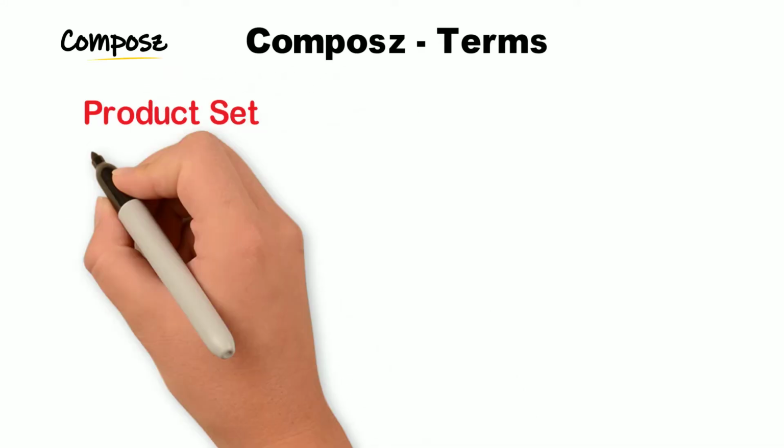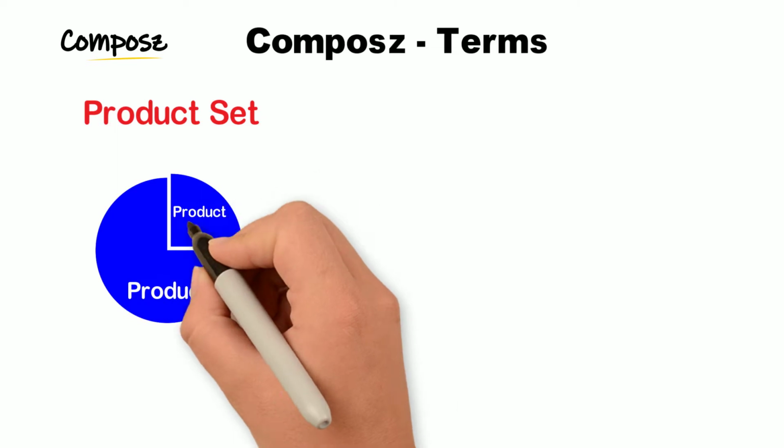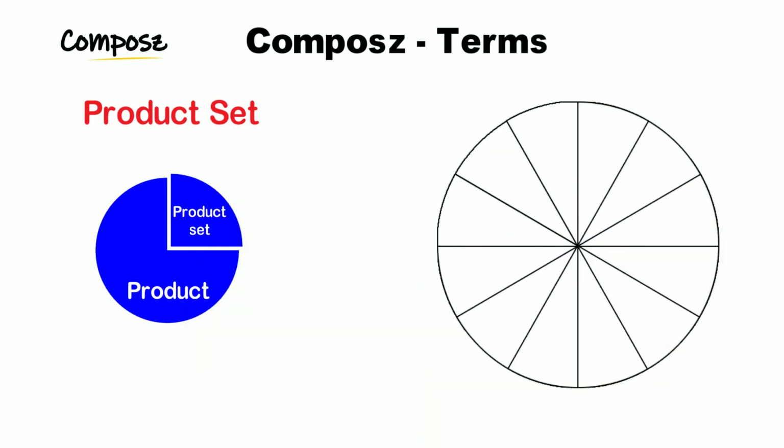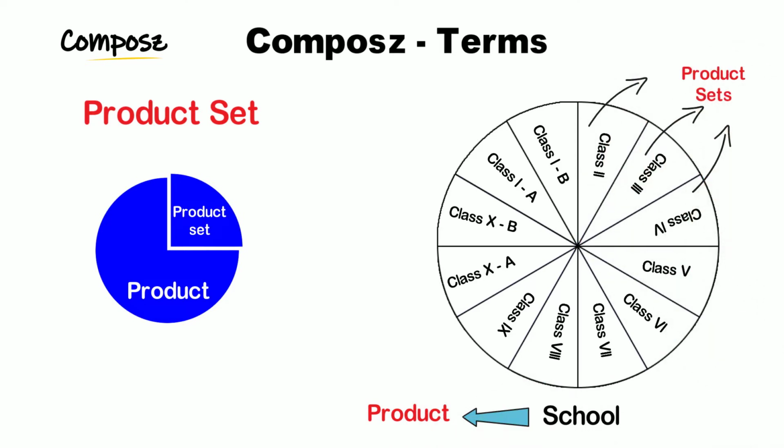Product set. A product set, as the name indicates, is a set or part of the product. For example, let's say a school contains many classes like Class 1A, Class 5, Class 10B, and so on. Then the school is considered as the product, and each class is considered a product set.